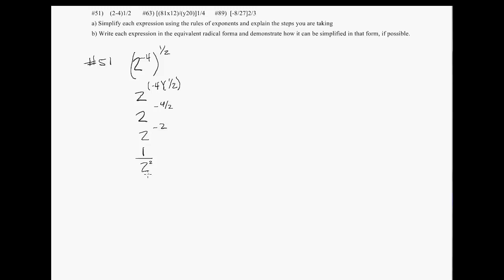All right, so what is 2 to the second power? Well, that's 4, right? Because 2 times 2 is 4. The exponent tells us how many times the base is repeated. All right, so that's our answer.